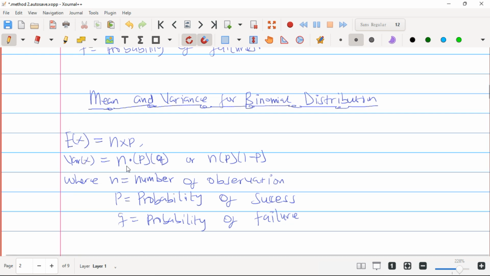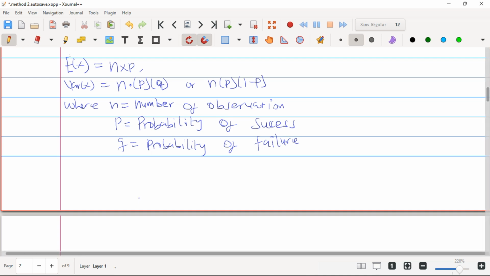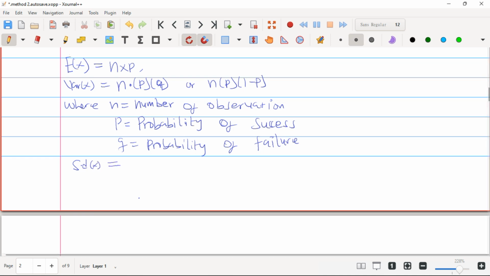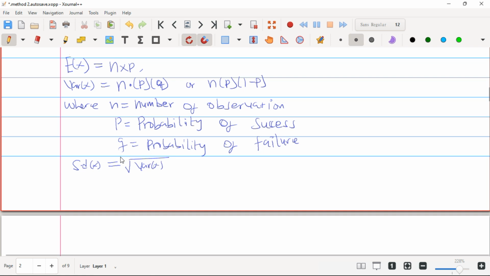And the variance too is equal to the number of observations times the probability of success times the probability of failure, right? So this is how we can also find our variance, right? And then you can see that our n here is the same number of observations, probability of success, and probability of failure, right? But they can still ask us to find the standard deviation, right? The SD of x. The standard deviation is just equal to the square root of the variance, as you can see, right? The standard deviation is just the square root of the variance, right?